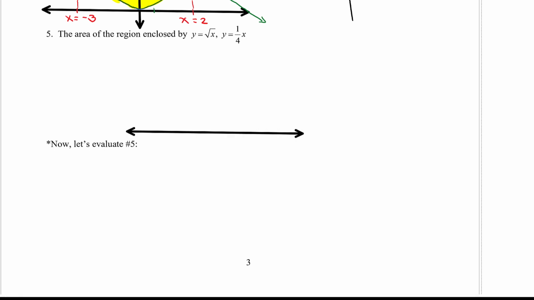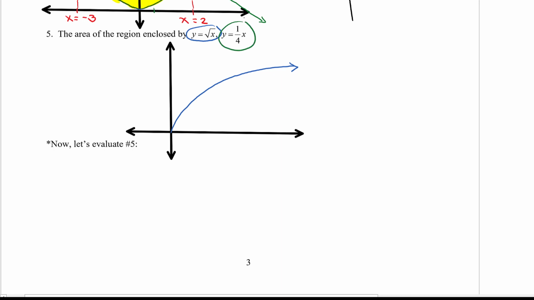Okay, so here is my coordinate plane. I've got y equal to the square root of x, so I've gone ahead and drawn a sketch to represent y equals the square root of x, starting at 0, 0, and then it goes off to the right, and then y equals 1/4 x. I've labeled my ordered pair 0, 0.